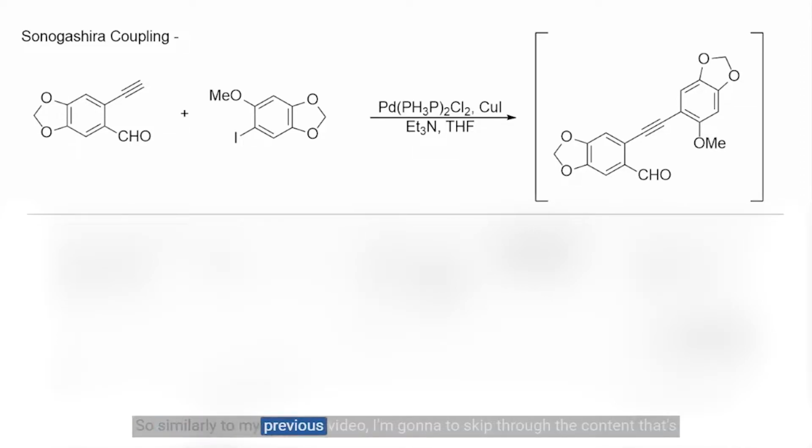So similarly to my previous video, I'm going to skip through the content that's not relevant to the topics covered within the last few weeks of CHE302U. So the first relevant reaction is the reaction of this alkyne with this organic iodide via the Sonogashira coupling mechanism, which involves both palladium and copper catalysis. This is a general overview of the reaction where we use bis-triphenylphosphine palladium-2 dichloride as the palladium catalyst source in THF as the inert solvent.